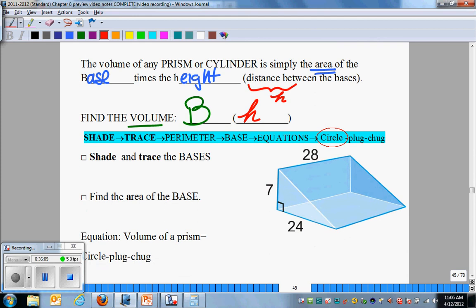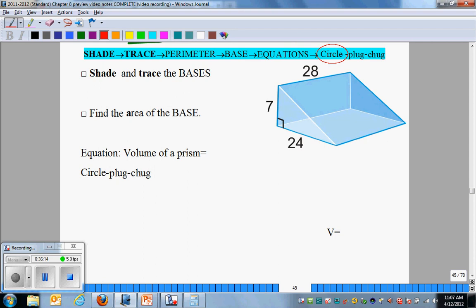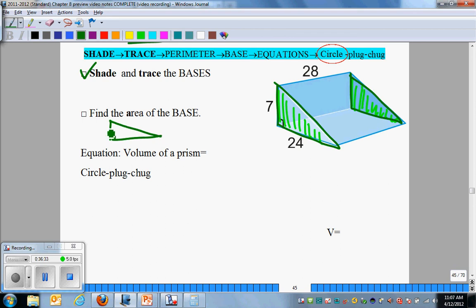Let's apply this to our prism earlier. Step number 1, we're going to shade and trace the bases. Our bases, we have 2 triangles here and 3 rectangles, so that makes my triangles my bases. Now I'm going to find the area of one base, and if it's a right triangle, the area of the base is leg times leg over 2. So I'm going to go 7 times 24 over 2.